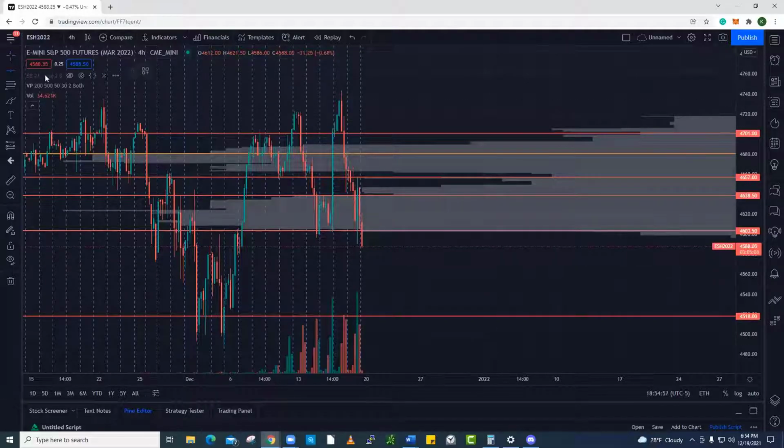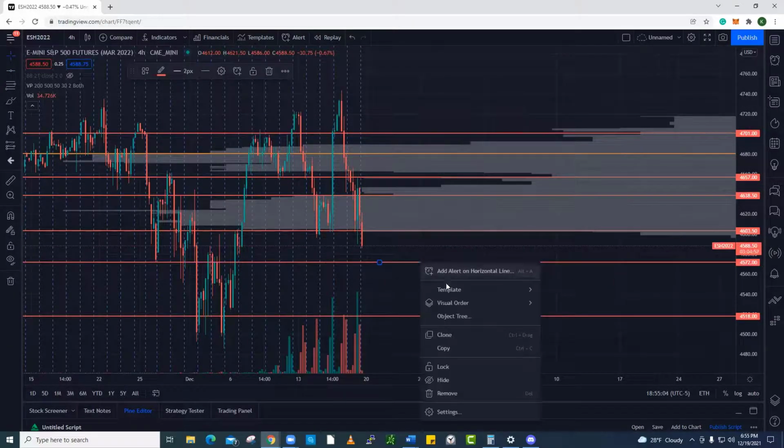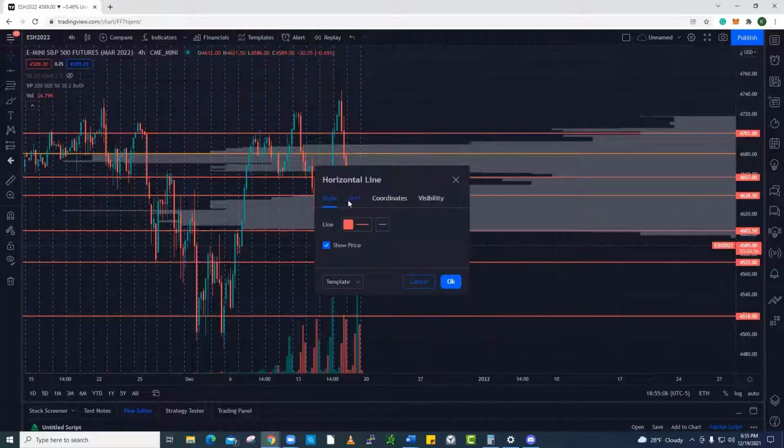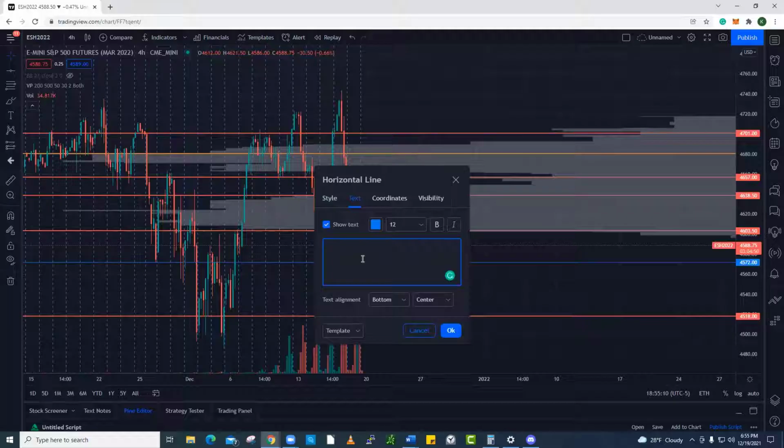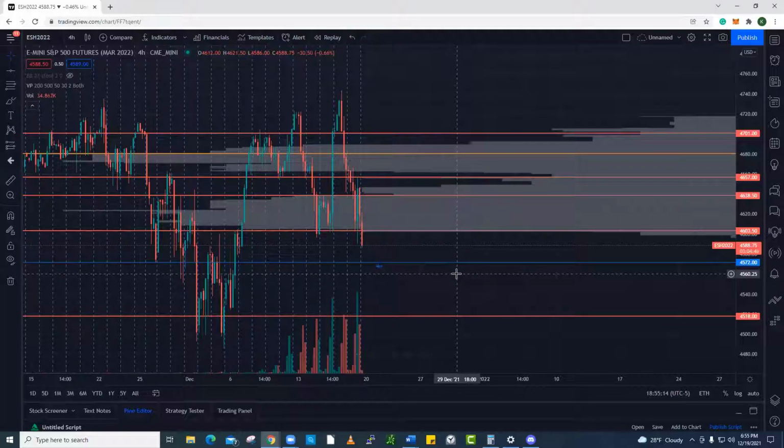So on a 4 hour, I might be watching this area here. I might be watching that area, all right? It's a 4 hour price level, so you guys know how I roll. I'll give it a different color, and I'll make it 4 hours. Excellent. This is how you chart, okay?